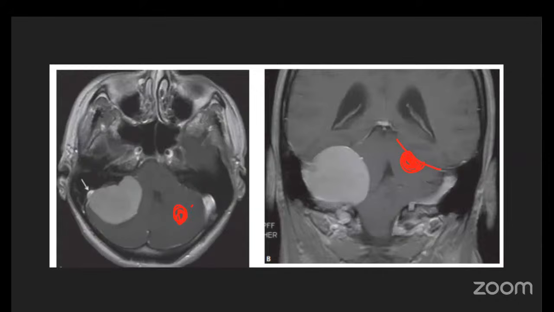So this is a lateral T6, T7 meningioma. Where are you going to approach it from? What is the corridor? Retrosigmoid. Retrosigmoid. Brilliant.